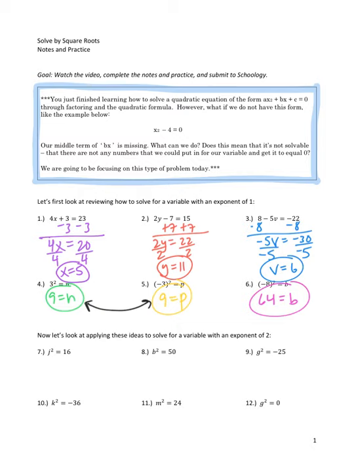Now let's look at applying these similar ideas we just went over to solve for a variable where the variable now has the exponent of 2. So looking at number 7, how do I get j by itself? It has that little 2 next to it. It has that squared symbol. So we have to start thinking about what's the opposite operation, or what I like to say, the inverse of squaring a number. Just like addition and subtraction are inverse operations, and multiplication and division. What's the inverse of squaring?